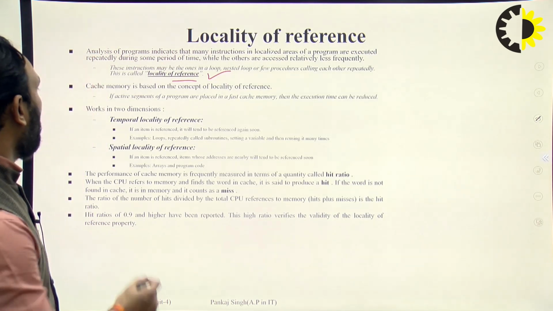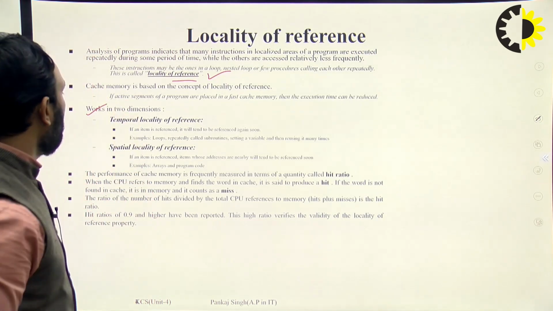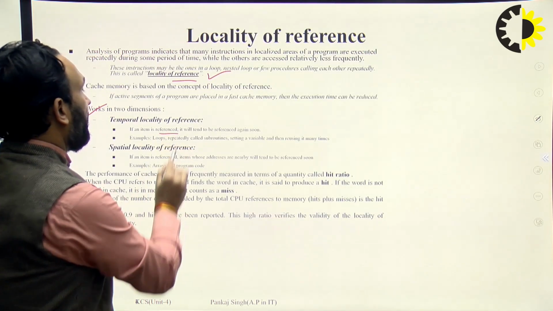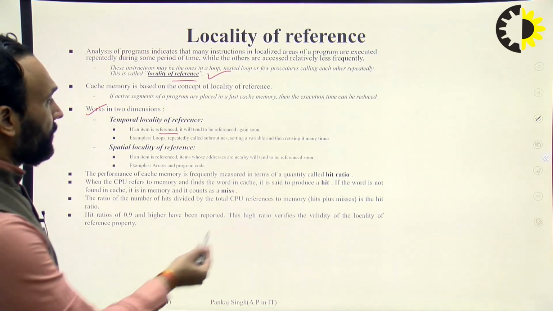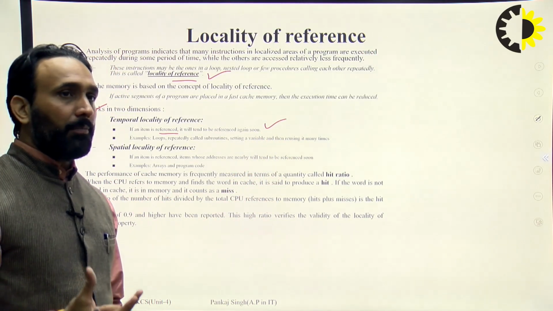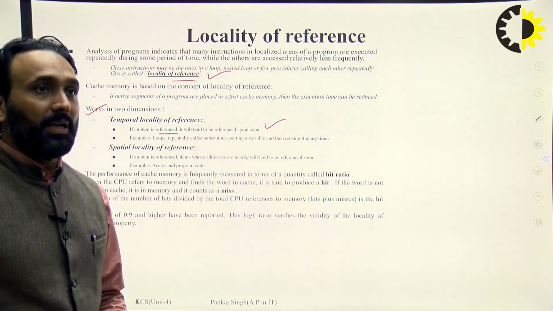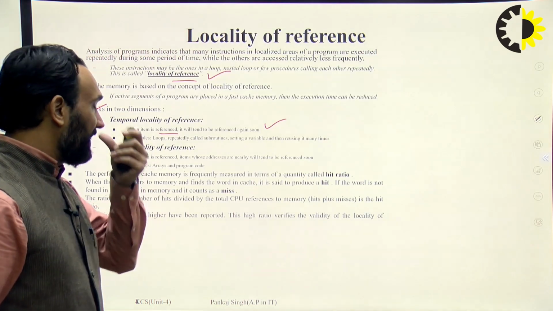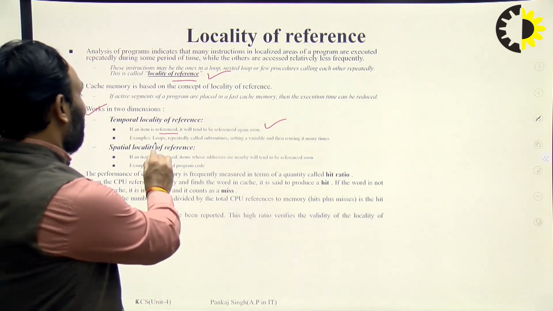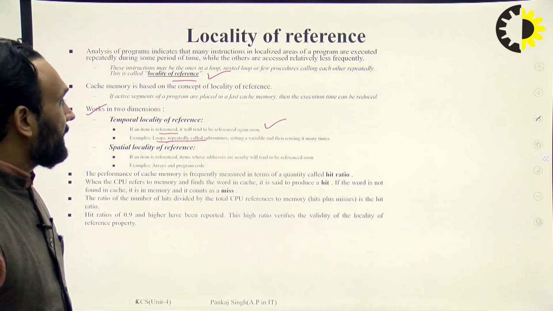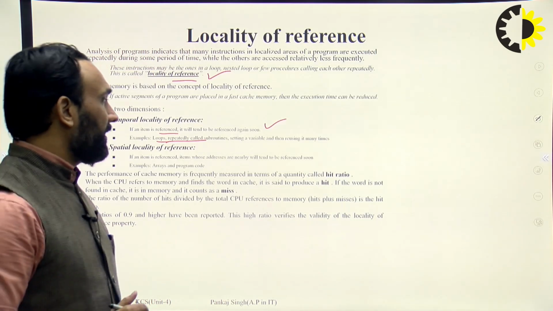It works in two dimensions. First one, temporal and spatial locality. What is temporal? If an item is referred, it will tend to be referred again soon. There may be a possibility, a higher possibility we can say, that if any block or page is required by a processor, the page will be referred again. Example: loops, repeatedly called subroutines, setting a variable and then reusing it many times.